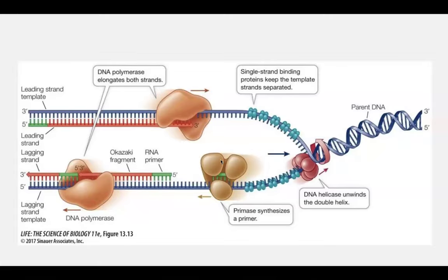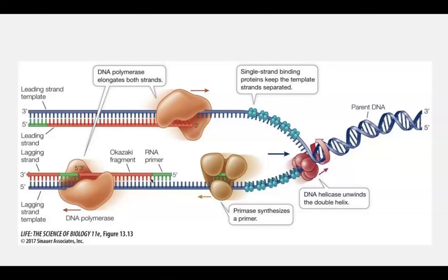For the lagging strand, you have a primase synthesizing a primer. Then DNA polymerase fills in the gap in between these primers. So primase created a primer here, created a primer here, it's creating a primer here. Then DNA polymerase comes in and fills in these gaps. And these gaps are filled in with what are known as Okazaki fragments.